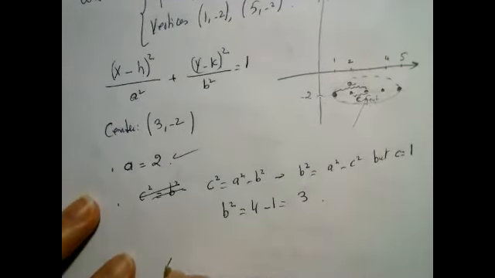And the equation would be (x minus 3) squared over 4.